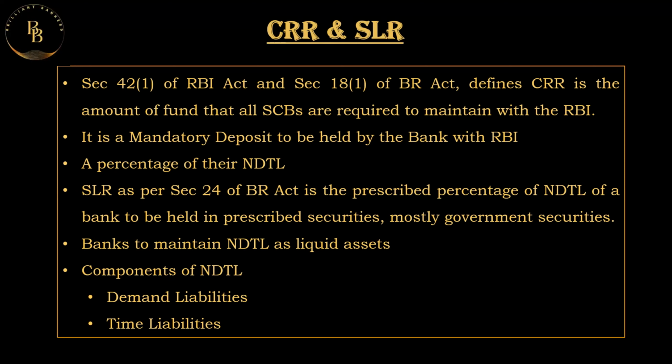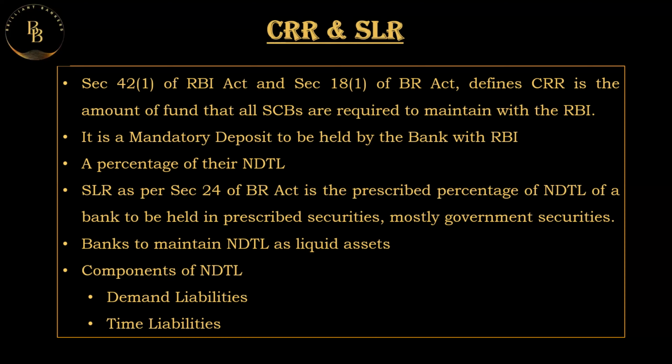Components of demand liability are the current deposits, the demand liabilities portion of the savings bank account, the margins held against letters of credit and guarantees, the balances in the overdue fixed deposits, cash certificates, and the cumulative and recurring deposits, that is, the term deposits. Any outstanding telegraphic transfers or mail transfers, any unclaimed deposits come under demand liabilities, and all deposits held as security for advances which are payable on demand.